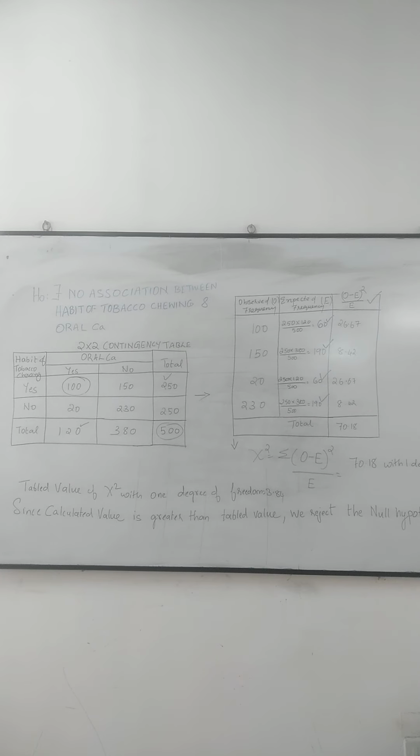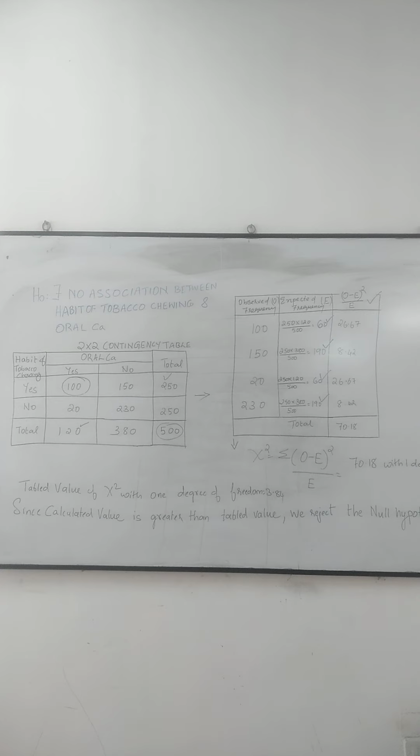So 100 minus 60, the whole square divided by 60. That means 60 is the expected frequency there. So that value is 26.67. Then for 150, how will we calculate? 150 minus 190, the whole square divided by 190. That is what we got as 8.42. Then 20 minus 60, the whole square divided by 60. So that value is 26.67. Then 230 minus 190, the whole square divided by 190. So 8.42. Like that we calculate all these values.